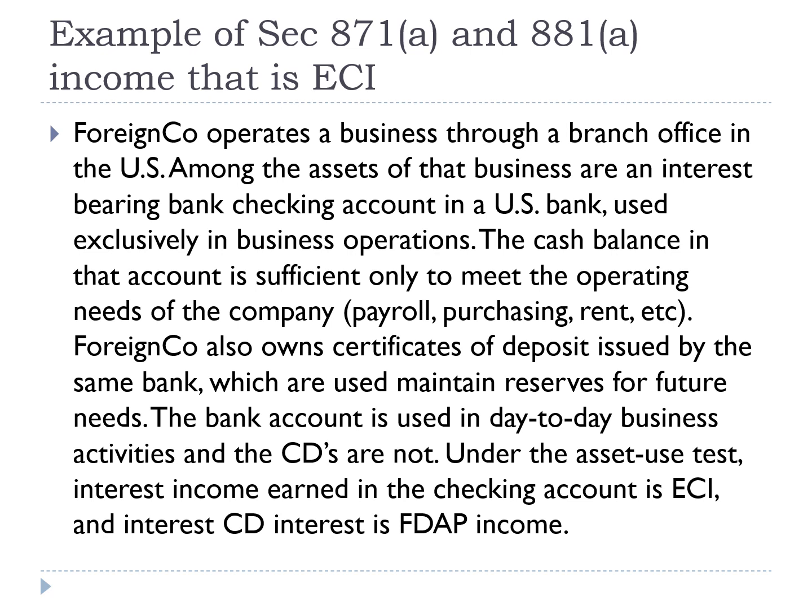The cash balance in the account is sufficient only to meet the operating needs of the company, payroll, purchasing, rent, etc. Foreign Co. also owns certificates of deposit issued by the same bank, which are used to maintain reserves for future needs. The bank account is used in day-to-day business activities, and the CDs are not. Under the asset use test, interest income earned in the checking account is effectively connected income, and interest on the CD is FDAP income.